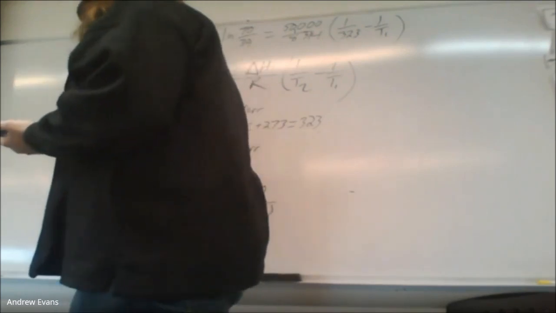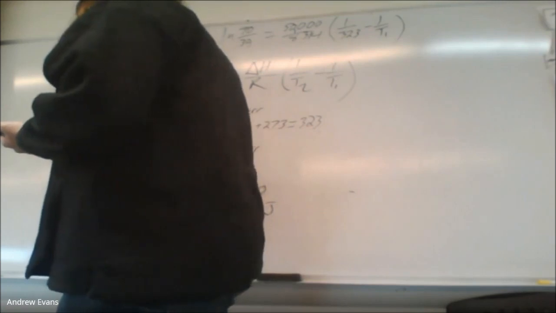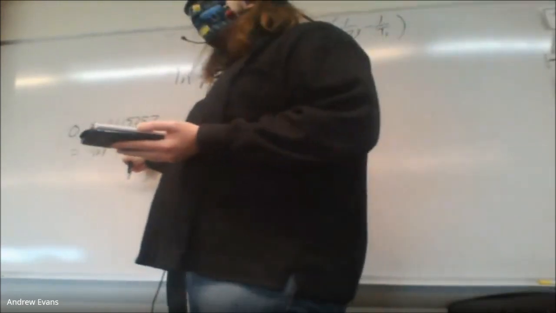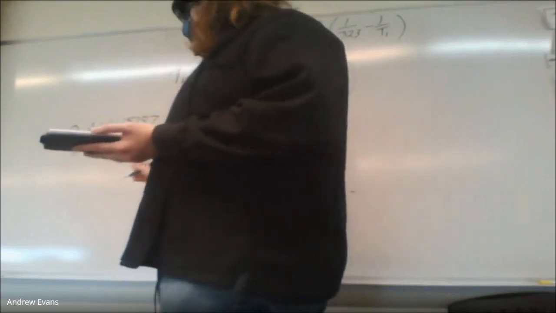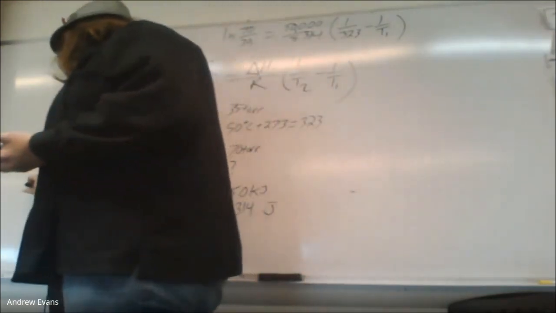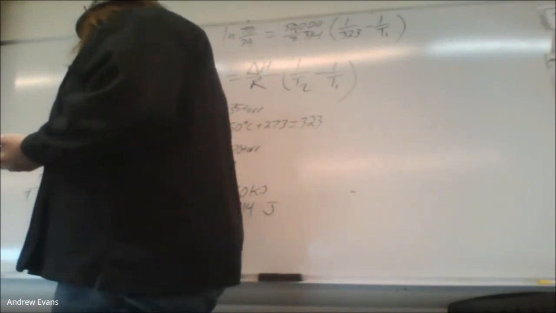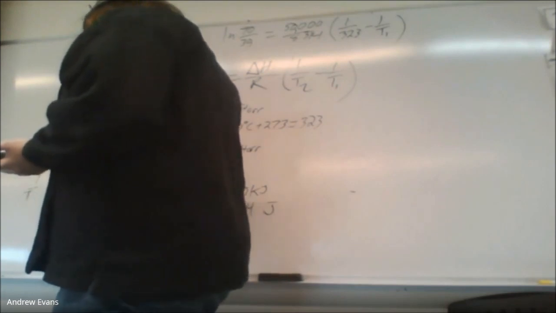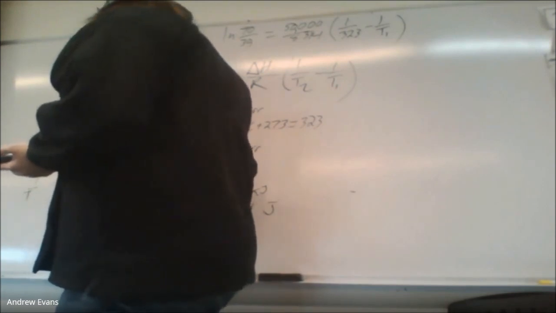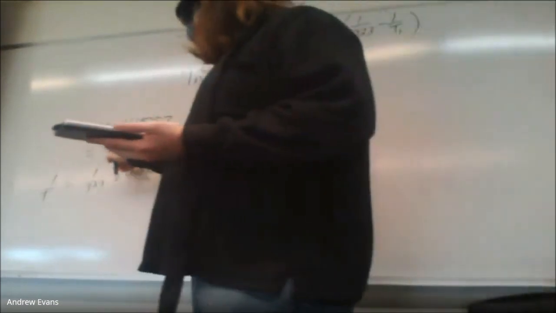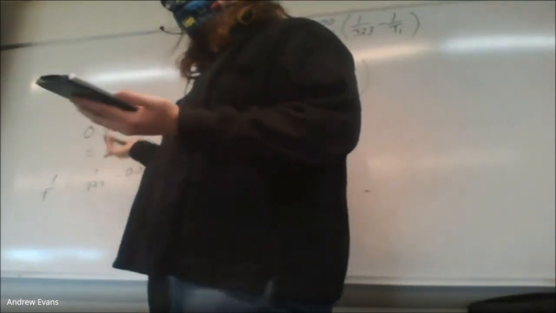Equals 1 over 323 minus 1 over T. The next thing, maybe we want to get the 1 over T to the other side. So what do we want to do? 1 over t on this side equals 1 over 323 minus the 0.000115257. So I'm getting the exponent. You could have done it the other way. You could have gone the 323 to the other side and then multiplied by a -1.